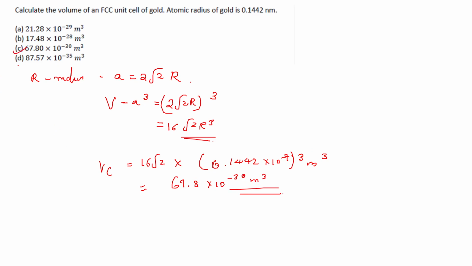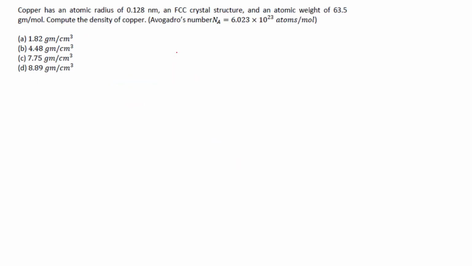This question wants us to calculate the volume of an FCC unit cell, where the gold atomic radius is given. So you have to know the relation. For FCC, the relation is a = 2 root 2 R. Similarly, if it is a BCC structure or some other, you have to remember this relation that I have already taught you in last week's class. You can check last week's videos. Okay, now we will go to the next problem.